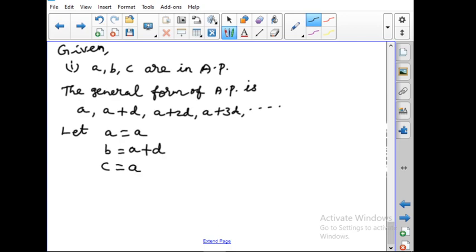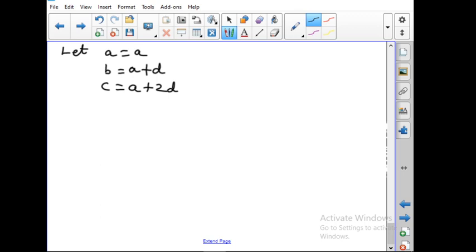So C equal to A plus 2D. Like this, first we have to assume. From the given, we have to get A equal to A, B equal to A plus D, and C equal to A plus 2D.